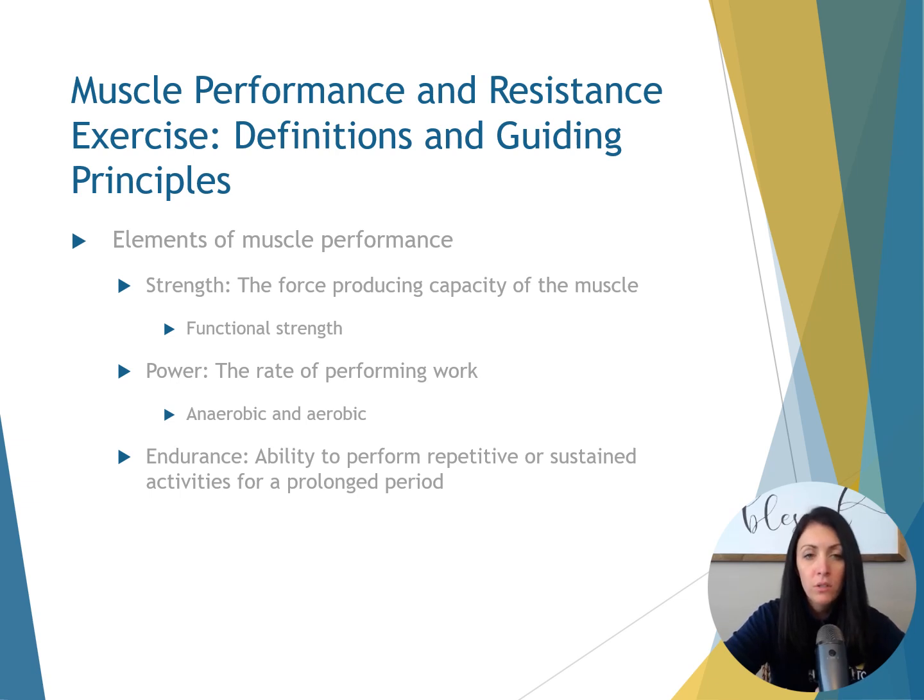Definition for power. Muscle power is related to the strength and speed of movement and is defined as the work, and work is defined as force times distance. That's how you get work. And that is produced by a muscle per unit of time. That formula would be force times distance divided by time.